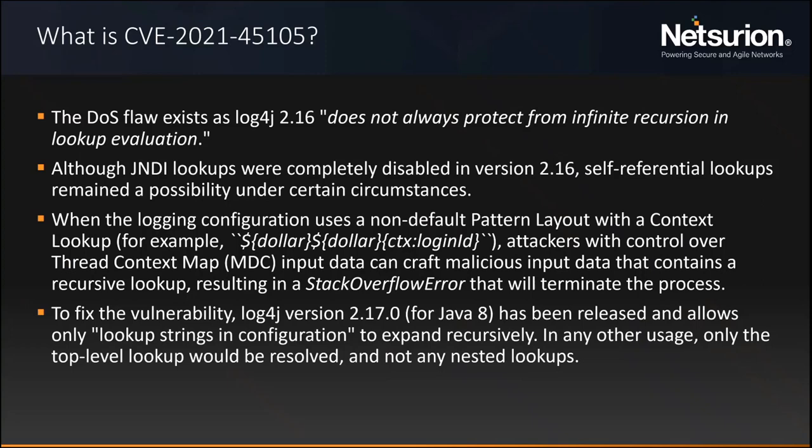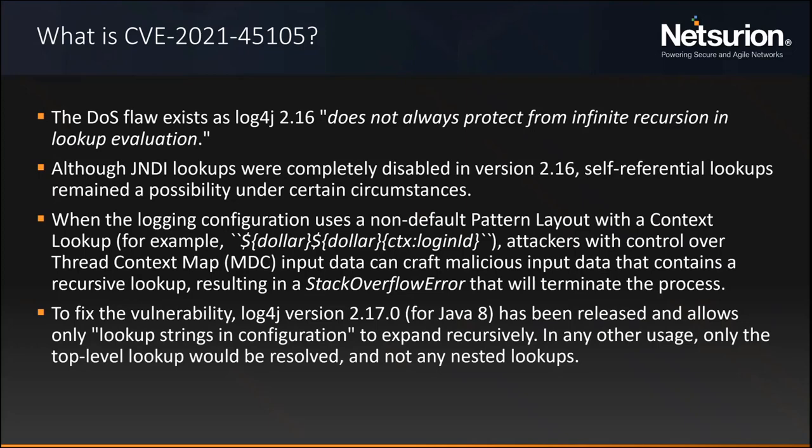Turns out that in spite of the fact that JNDI lookups can be fully disabled by setting no lookups equals true, as we described in earlier versions, and in 2.16 these were removed completely, it turns out that there are something called self-referential lookups, and there are patterns in the code where this can get triggered even though you have JNDI lookups disabled.